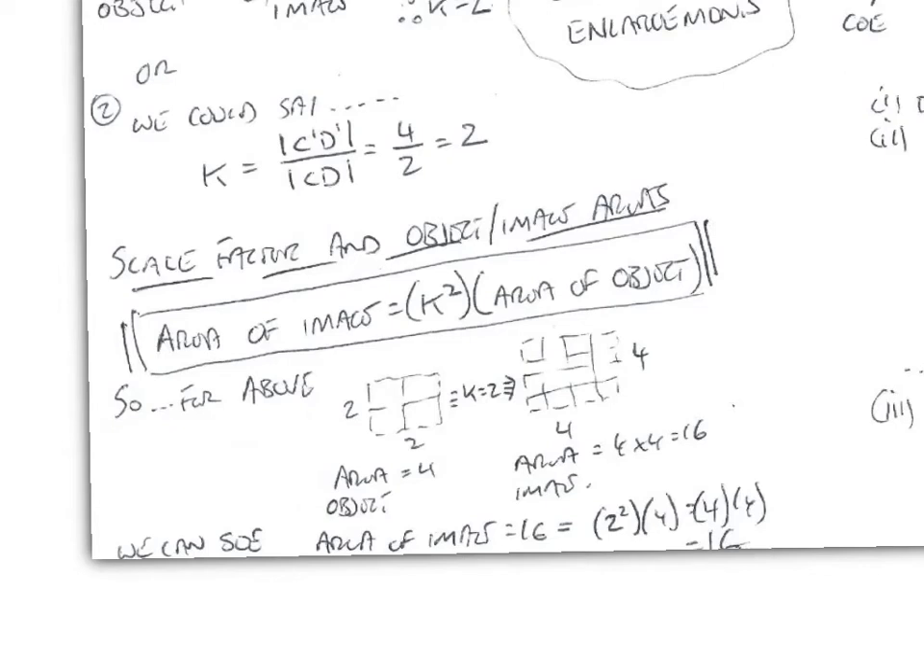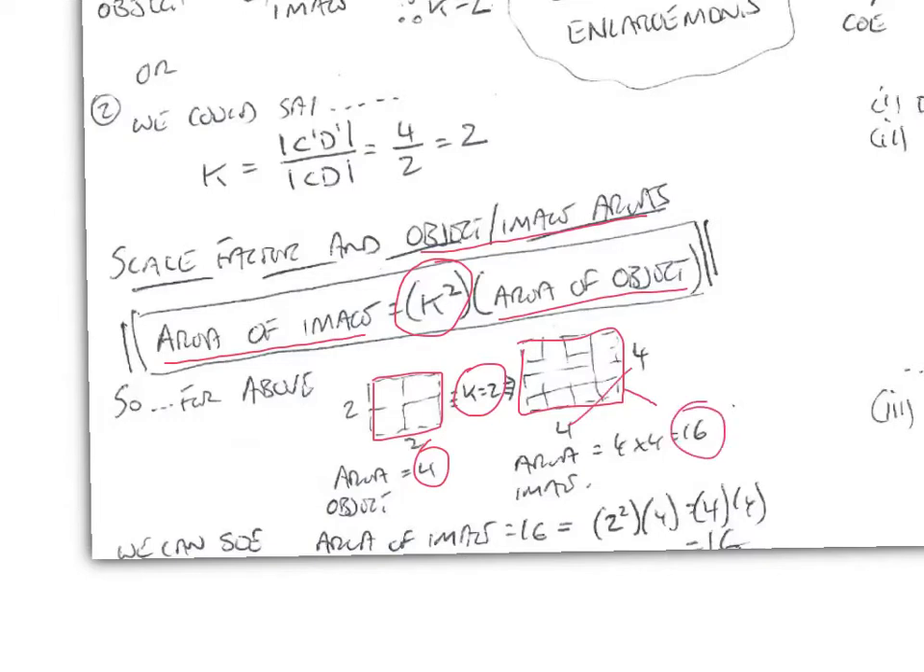Another important formula relates scale factor to object and image areas. We can use this formula: the area of an image is equal to the scale factor squared, k squared, times the area of the original object. So for the above example that we just saw, we had a 2 by 2 and the scale factor was 2, and that gave us the 4 by 4. The area of this is 4, and the area of this is 4 times 4, which is 16.